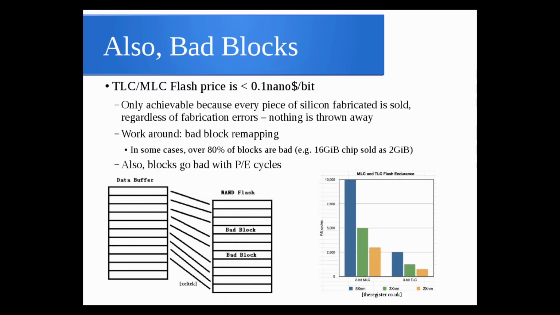Flash memory is really, really cheap now. It's 0.1 nanodollars per bit, approximately, right? And so things have come a long way since back in the day. But this is only achievable because every piece of silicon that comes off a wafer is sold. Nothing is thrown away. Normally if you do a run of CPUs or something, you have a good margin, you can afford to bin out some 10%, a few percent, and throw it away. These guys basically have to sell every chip that's made, otherwise they lose money, and they're still probably losing money half the time anyways. And so they have a workaround, which is bad block remapping.